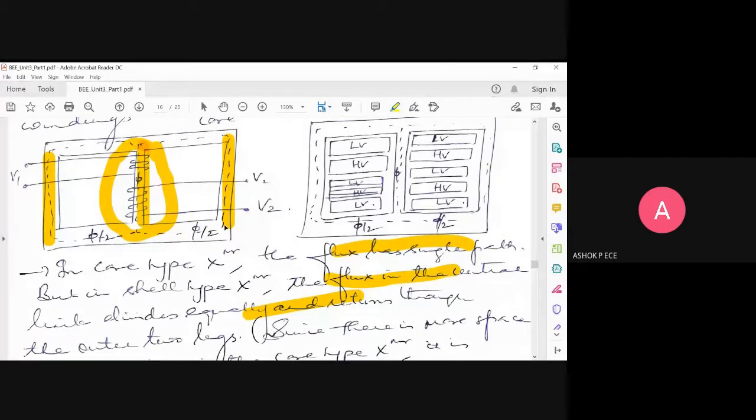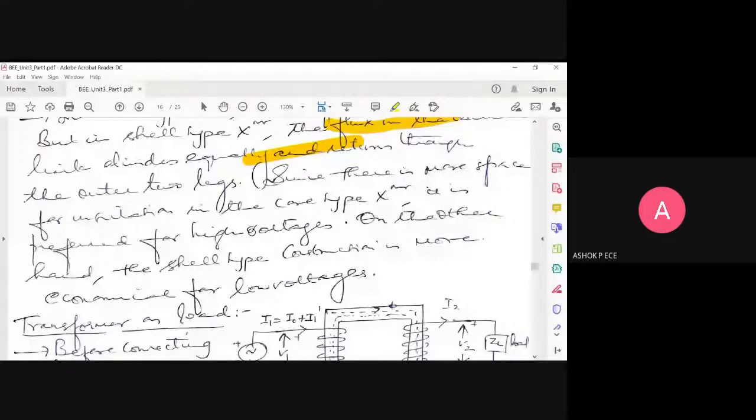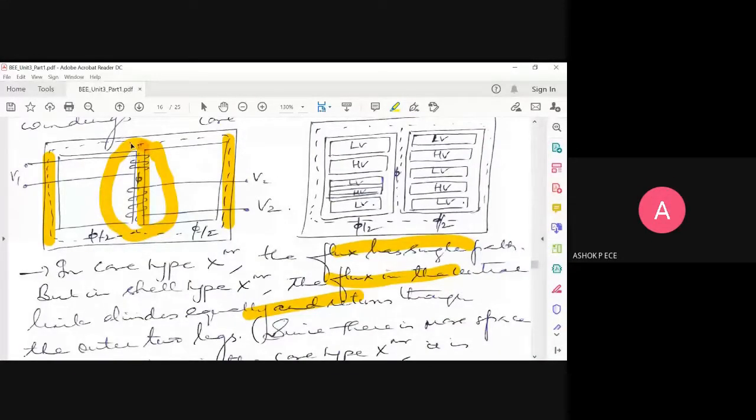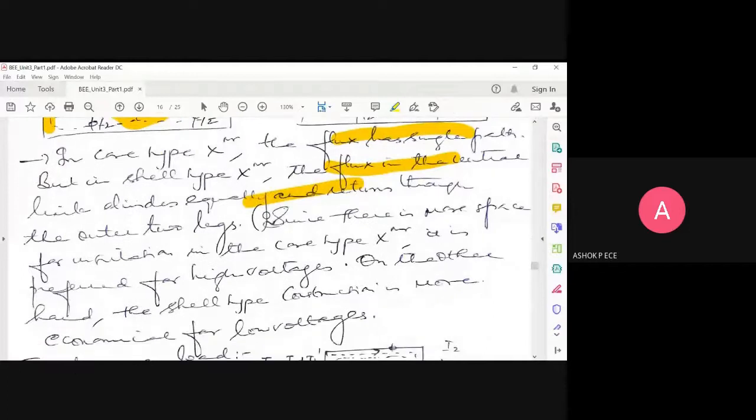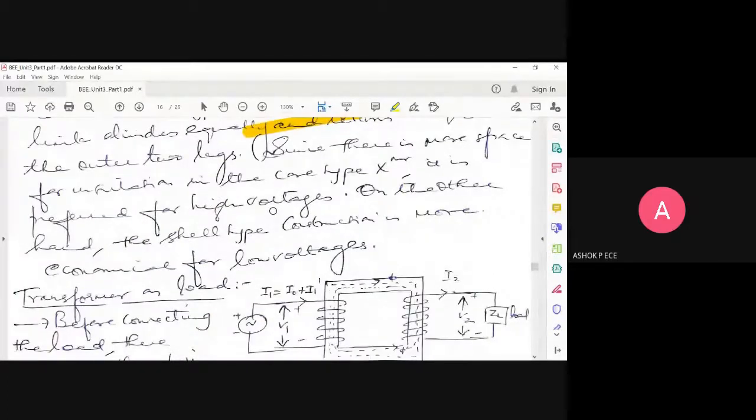So in the shell type there is more space. Everything, the windings, is placed on the central limb. So the shell type transformer is going to have a huge amount of free space that can be used for insulation. And this insulation is advantageous when I operate the transformer at high voltages. On the other hand, shell type construction is more economical for low voltage. So the core type transformer is preferred for high voltage, and the shell type transformer is preferred for low voltage.